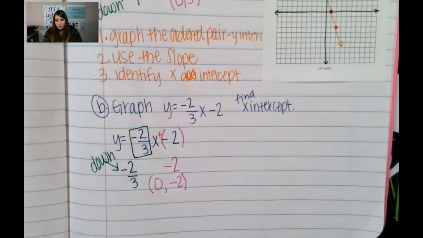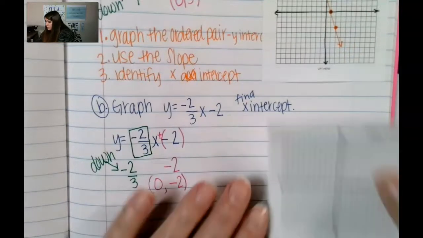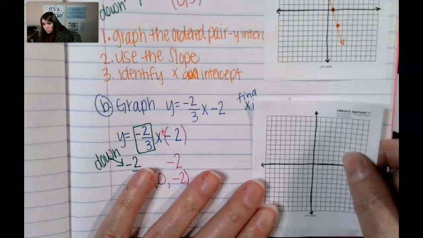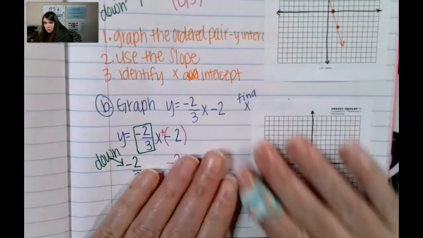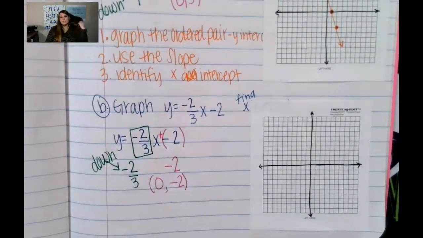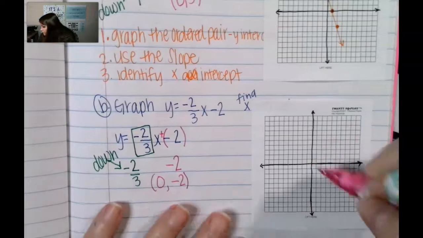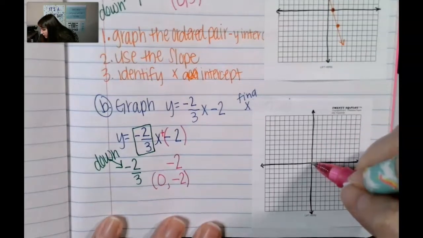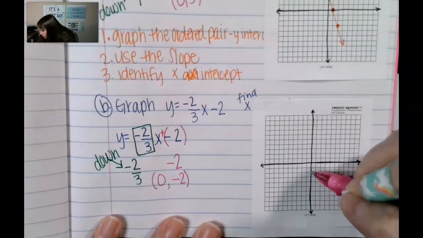So I have my y-intercept, I have my slope, and I need to graph so that I can find the x-intercept. So let's get another sticky note. Here's my stickies. All right, so on this graph, let's start at 0, negative 2. So I start at 0 and then I go down 1, 2 to negative 2.